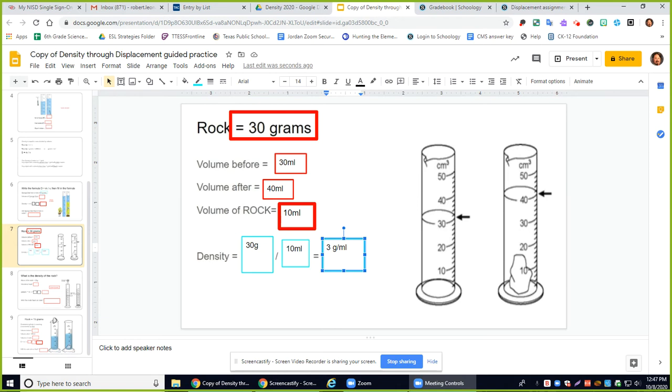Okay, so y'all missed that. Yes, that will sink because the density is greater than 1. The density of water is 1. Anything greater than 1 sinks. But we took the 40 milliliters minus 30 milliliters, the after minus the before. It gave us 10 milliliters. 30 grams was the mass of the rock. 30 divided by 10 is 3 grams per milliliter. And yes, that will sink because it is a number greater than 1. The density of water is 1.